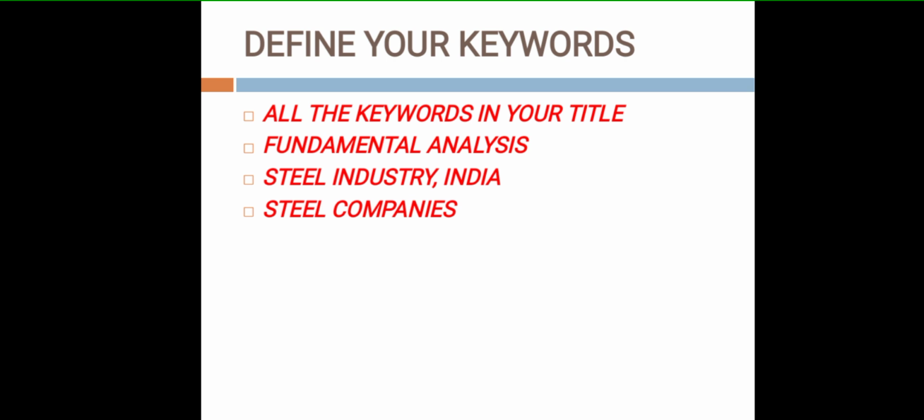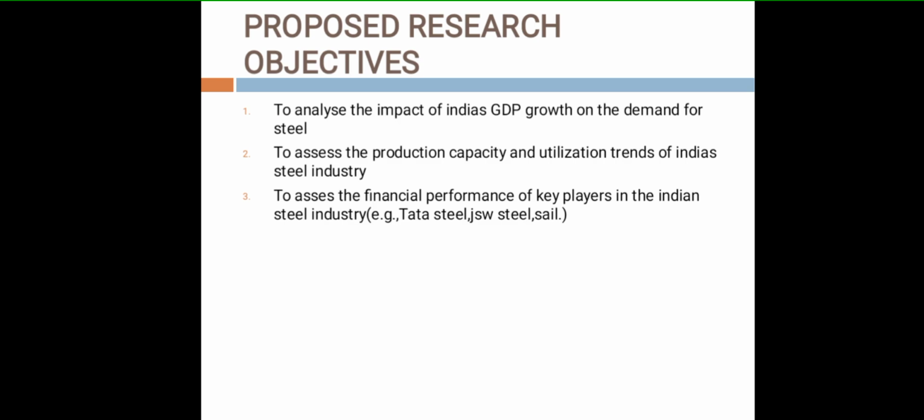And next is research proposal objective. Before conducting any research, we need to decide our objective related to the research. So first is to analyze the impact of India's GDP growth on the demand for steel. That is the objective related to the economy, that is, how Indian GDP growth impacts the demand for steel.